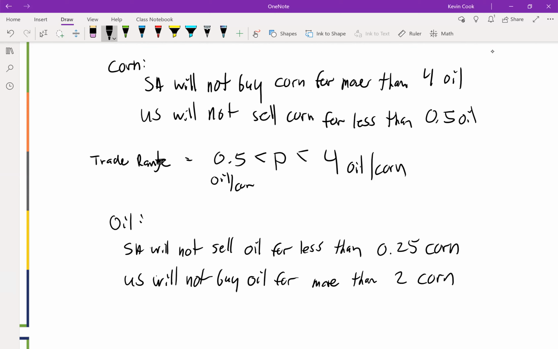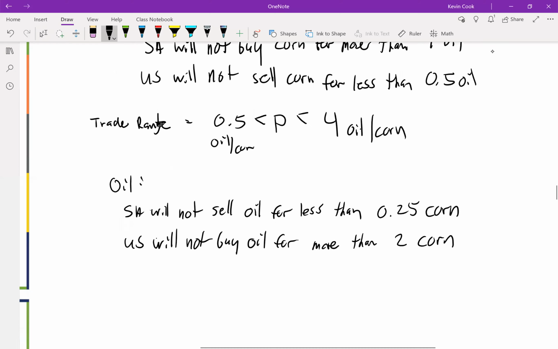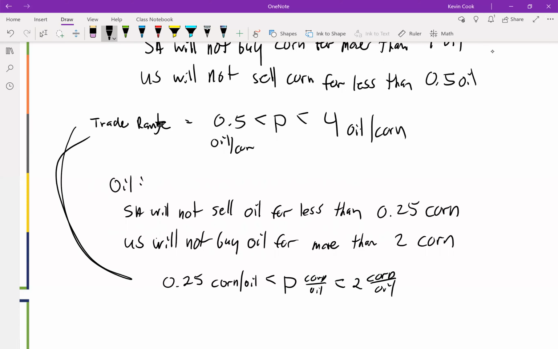And that's basically what we have up here. We're just taking the reciprocals. So for here, we're going to see that 0.25 corn for oil is less than our trade-off, again in terms of corn per oil, and this will be less than 2 corn per oil. That's basically just a reciprocal of what we found up here. So these two trade ranges are very closely linked.